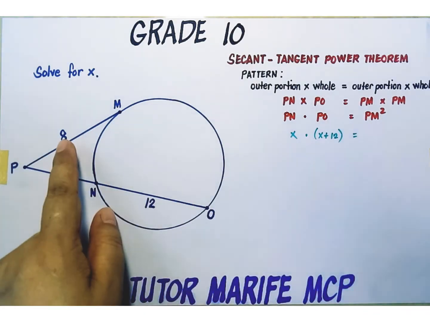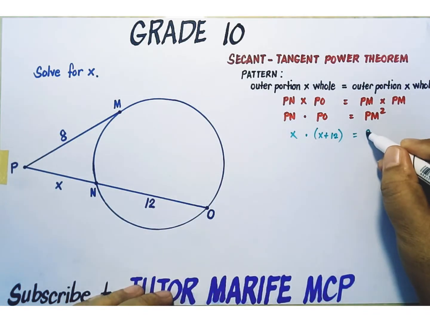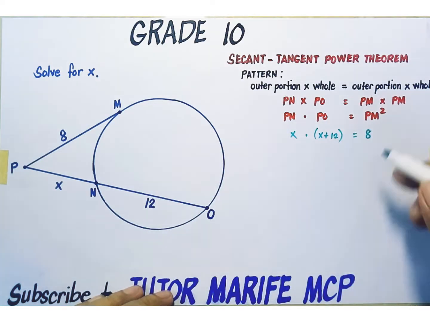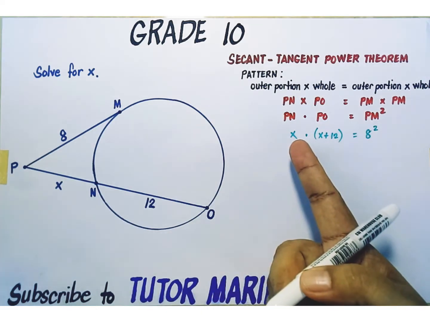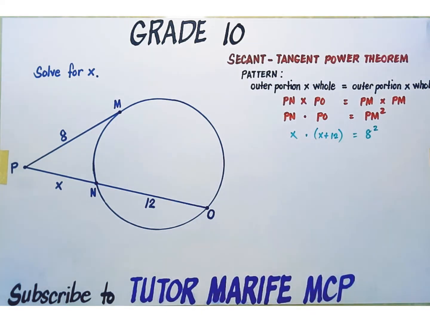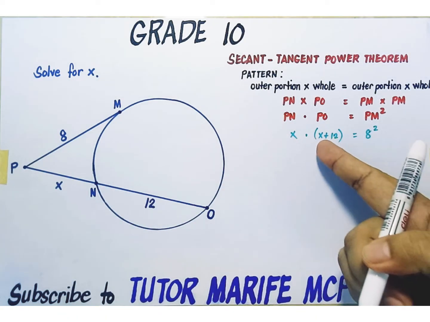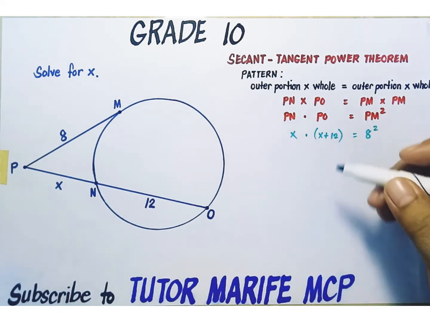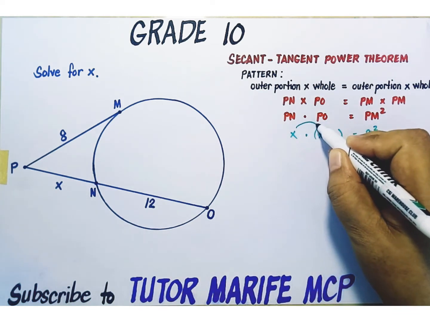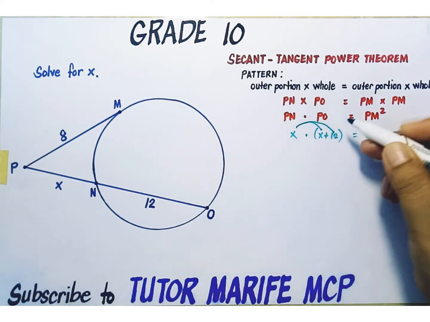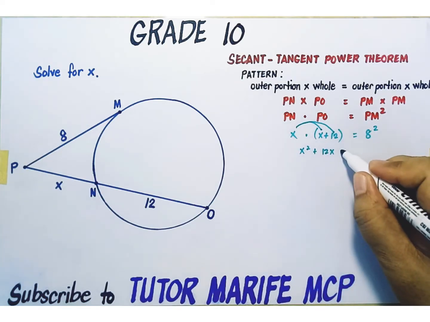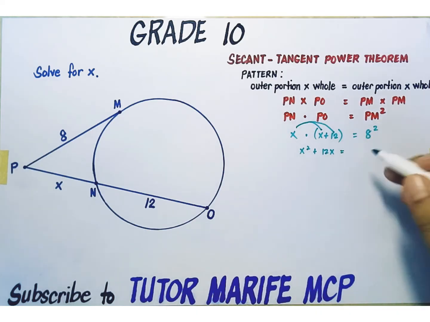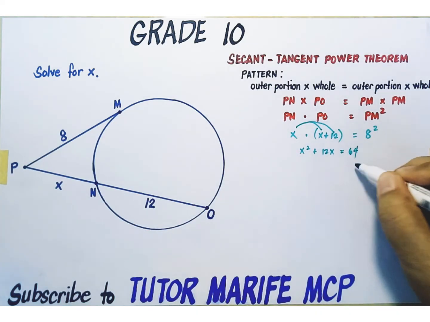Let's replace PM with 8. The right side becomes 8 squared. Next, expand the left side, use the distributive property of multiplication. Distribute x into each of the terms inside the parentheses. X times x is equal to x squared. X times 12 is equal to 12x. X squared plus 12x is equal to, evaluate 8 squared, it's equal to 64.